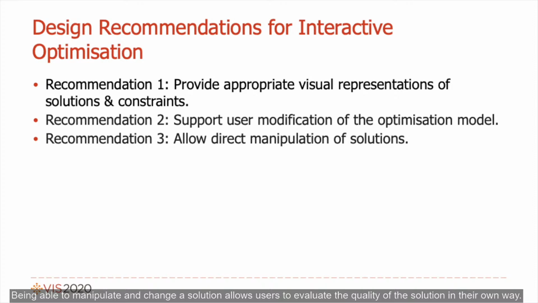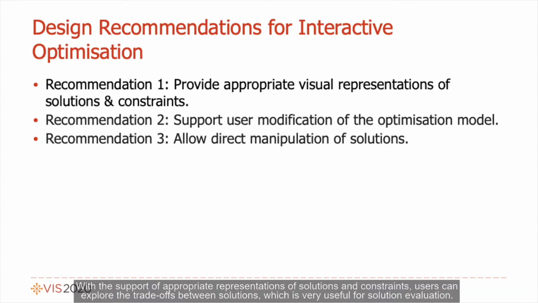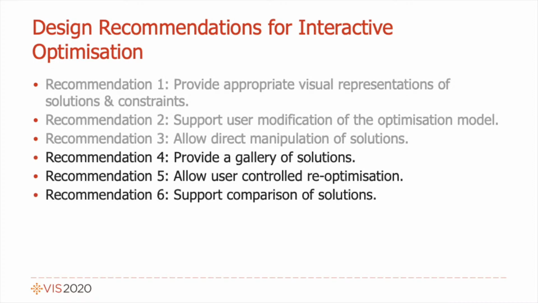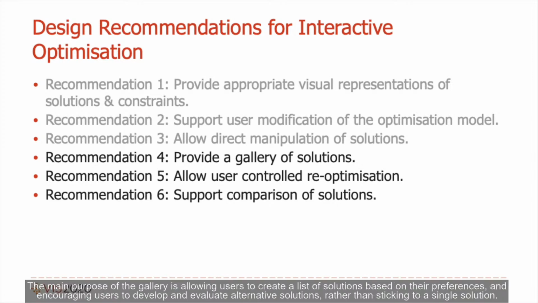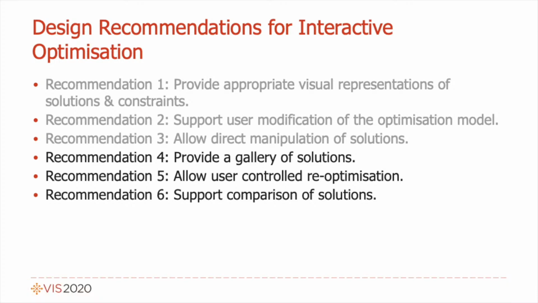Being able to manipulate and change a solution allows users to evaluate the quality of the solution in their own way. With the support of appropriate representations of solutions and constraints, users can explore the trade-offs between solutions, which is very useful for solution evaluation. The fourth recommendation is to provide a gallery of solutions. The main purpose of the gallery is allowing users to create a list of solutions based on their preferences and encouraging users to develop and evaluate alternative solutions rather than sticking to a single solution.